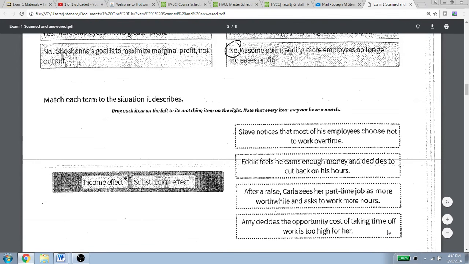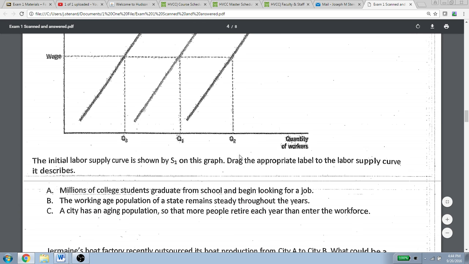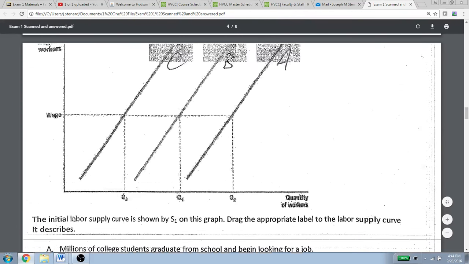Here I've labeled them C, B, and A only to correspond with what we have down here. Millions of college students graduate from school and begin looking for jobs. That is an increase in the supply of labor. The working age population of a state remains steady throughout the years. That means nothing moves on the labor supply curve. So here B is the labor supply curve that doesn't move.